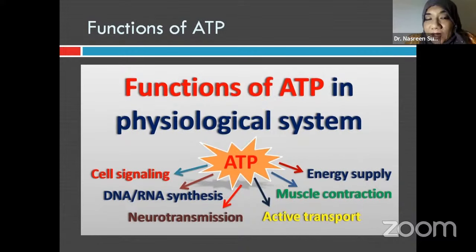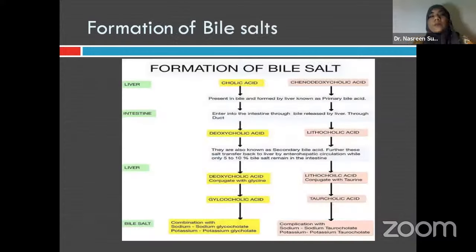By giving this ATP, muscles will be able to contract by utilizing this ATP. It is used in active transport. It helps in the cell signaling process. It helps in DNA or RNA synthesis, and it is also going to help you in neurotransmission. Okay, so these are the functions of ATP.